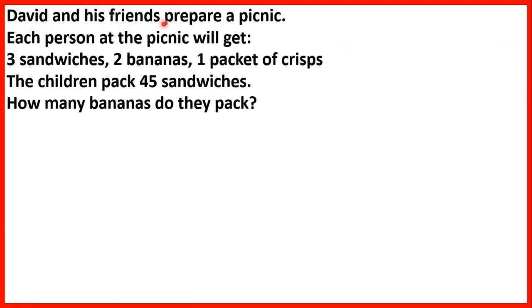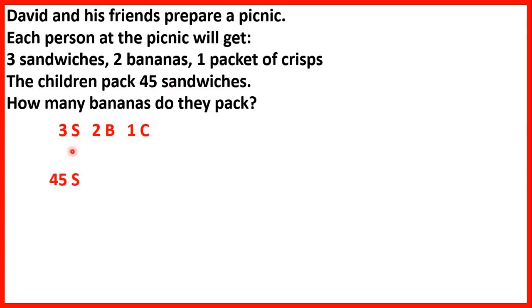David and his friends prepare a picnic. Each person at the picnic will get 3 sandwiches, 2 bananas, and 1 packet of crisps. The children pack 45 sandwiches. How many bananas do they pack? So each person gets 3 sandwiches, 2 bananas, and 1 packet of crisps, and they pack 45 sandwiches altogether.